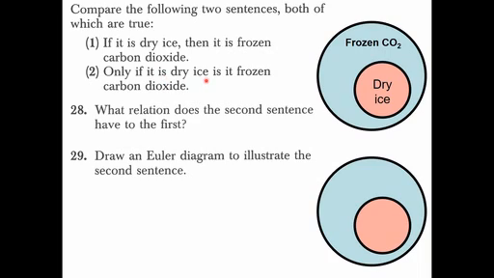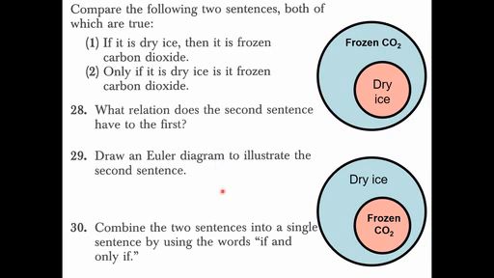Only if it is dry ice is it frozen carbon dioxide. Only if it's in the dry ice circle can it be frozen carbon dioxide. So that's the diagram we're looking for. Combine the two into a single sentence by using the words if and only if. Combine these two. If and only if.